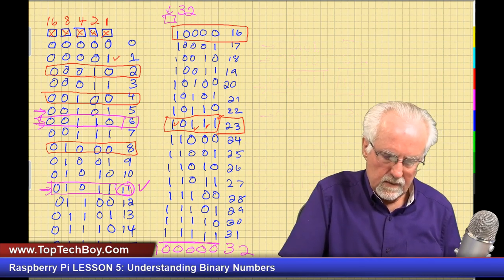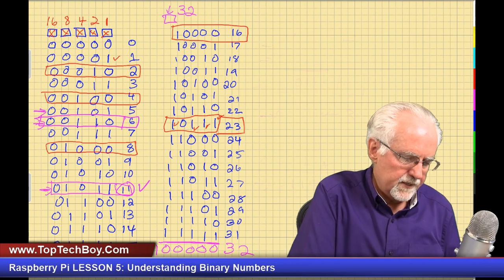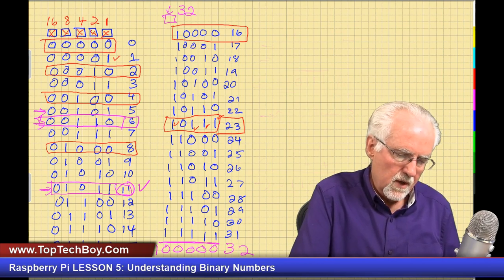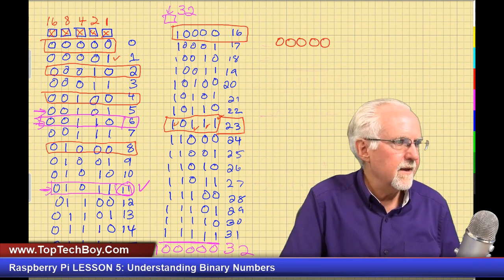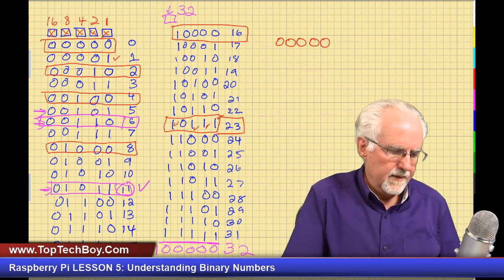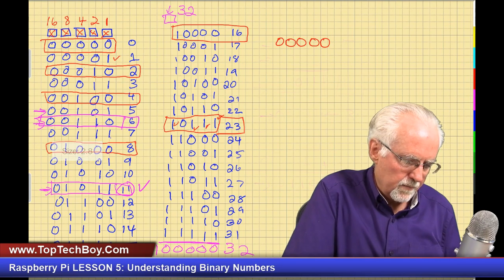Okay, and so I'm going to come over here and let's think about this. Well, that would be 1, 2, 3, 4, 5 LEDs like that. Now let's think of this number.